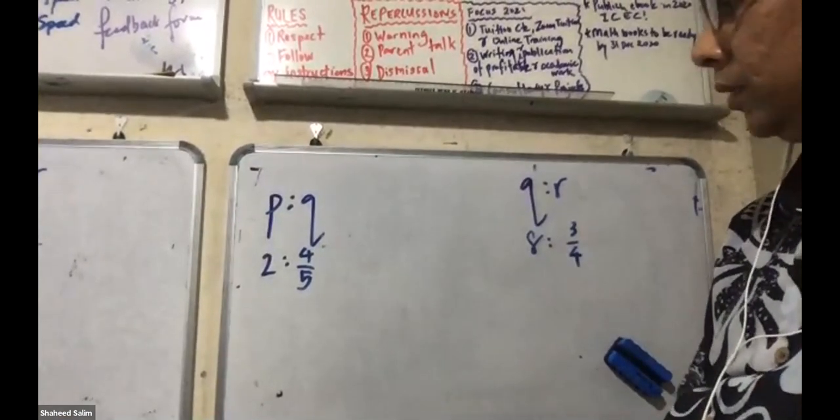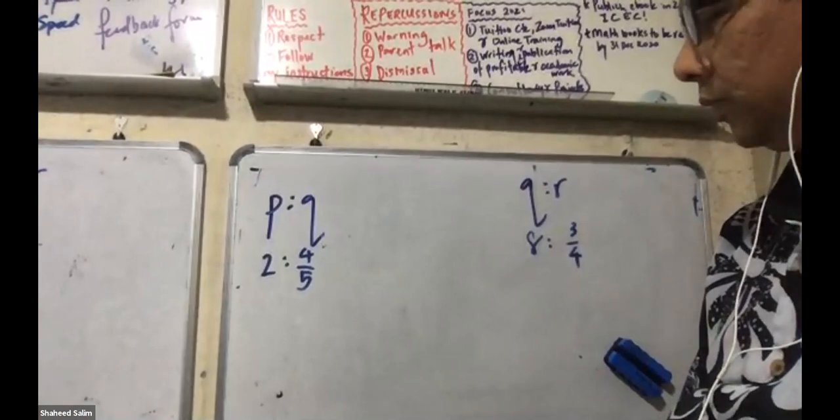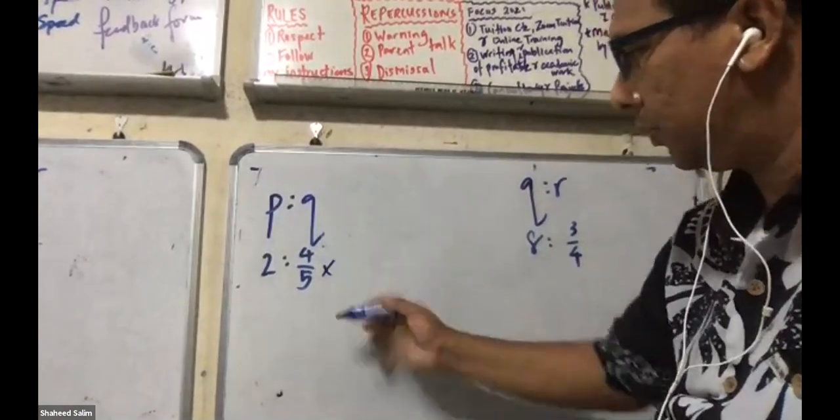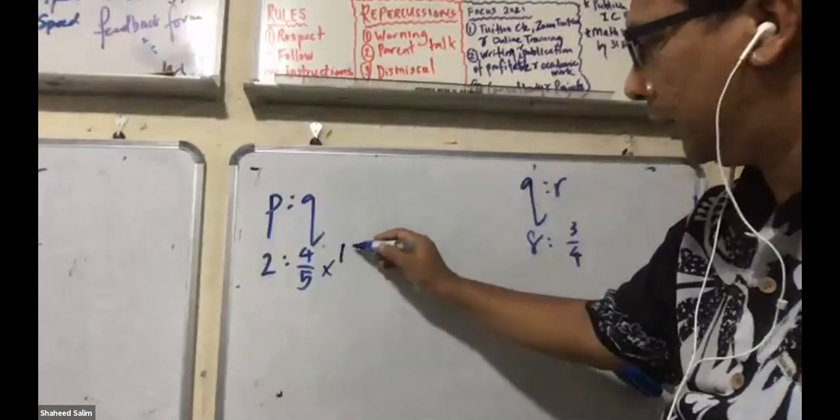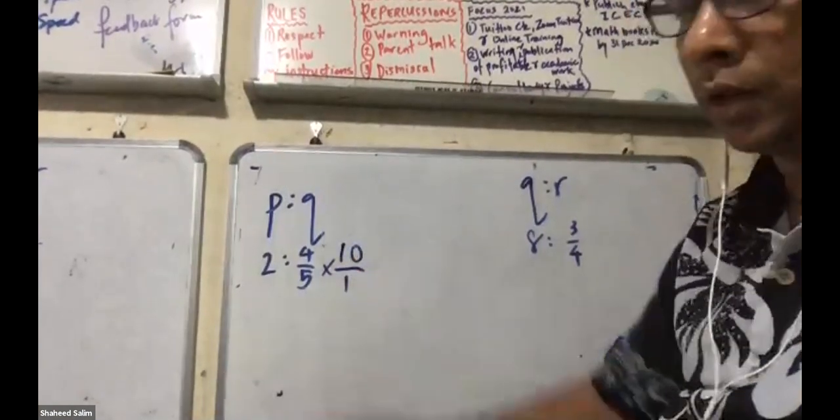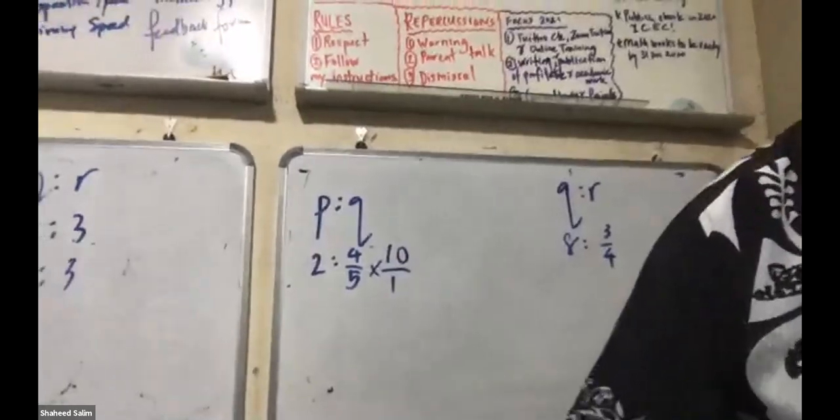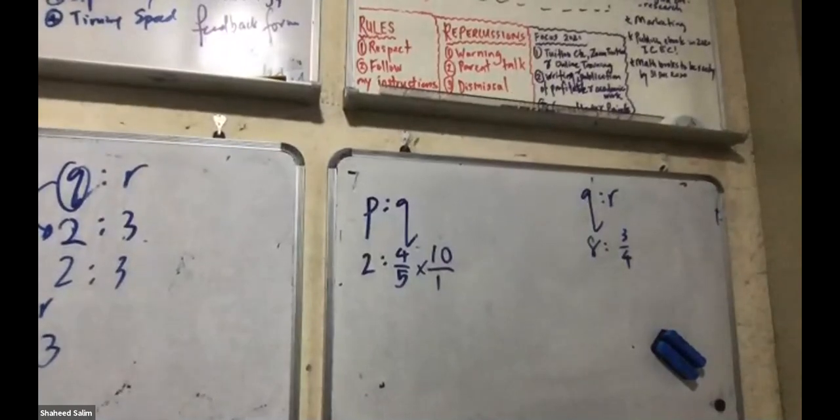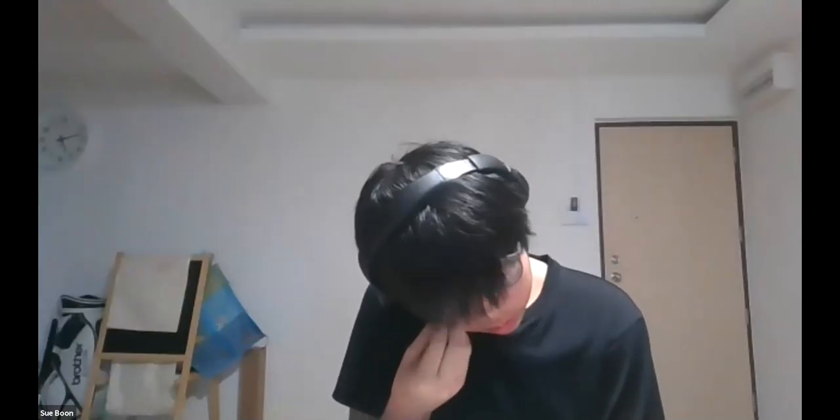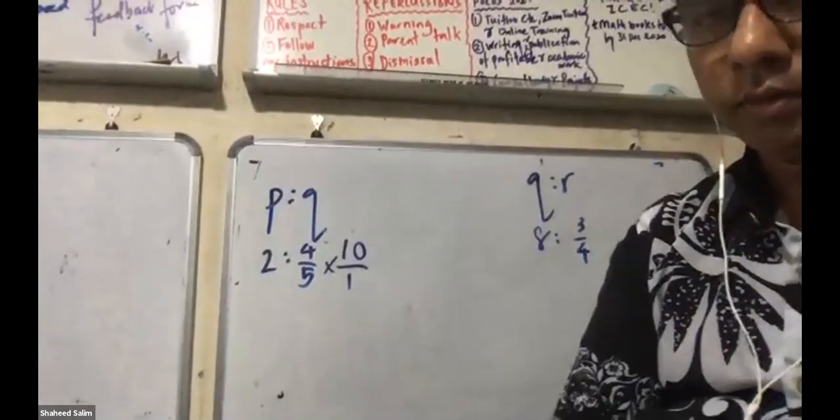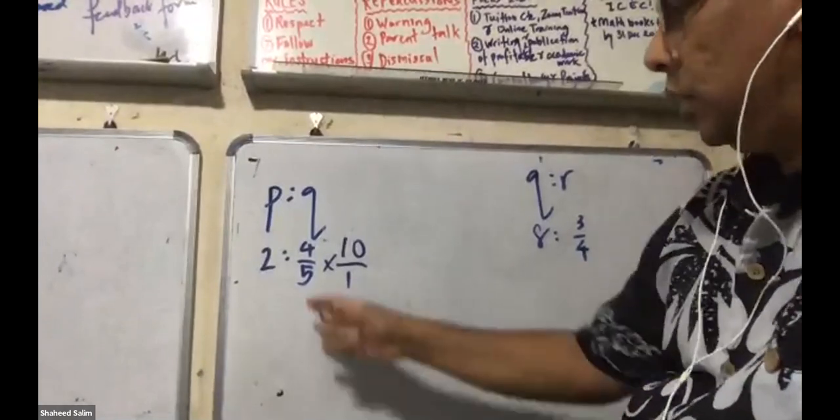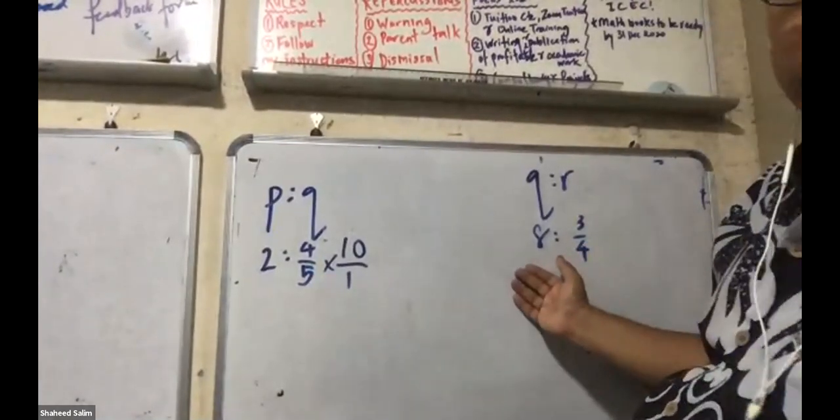So what do you do? Let's try. Let's say we try with what? Down here, if we times this by 10, can you try to times by 10? What do you get? Eight. 8, right? So you times by a certain number, you can get this number here.